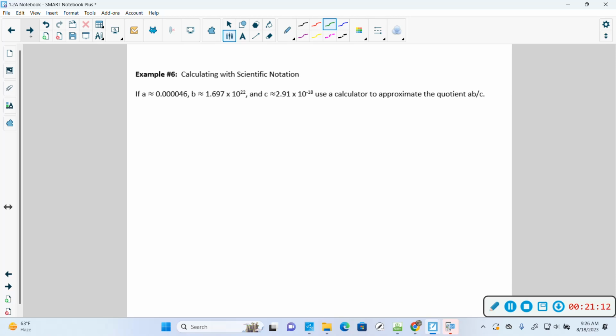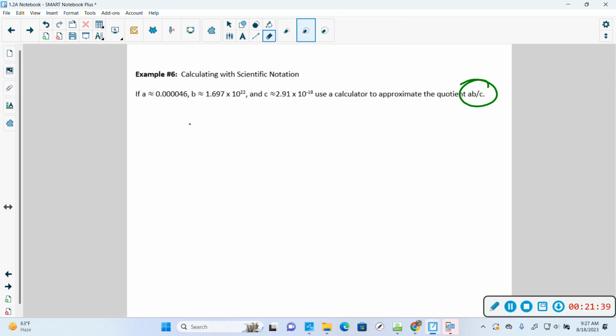So, calculating with scientific notation, they give you those numbers A, B, and C. Use a calculator to approximate the quotient of AB over C. So this is what we're working on. Let's first set it up. One thing I don't like is that we have a decimal form and scientific notation forms. I don't like the mix and match.